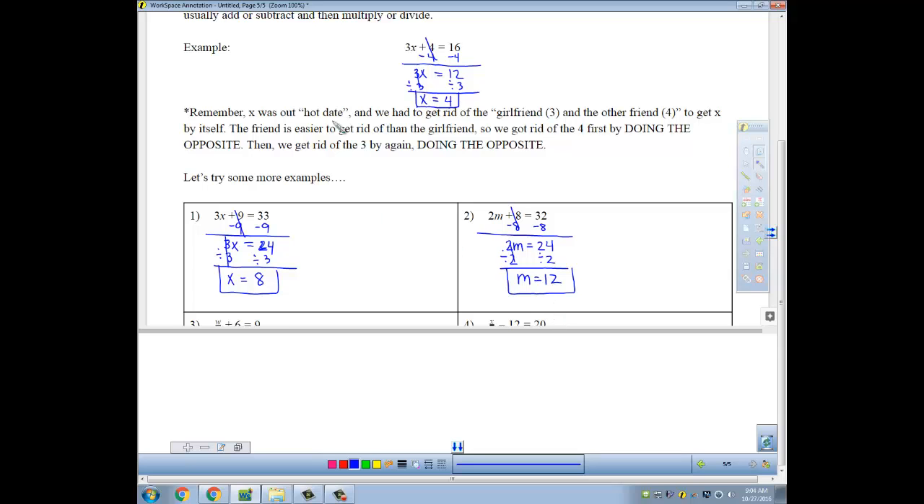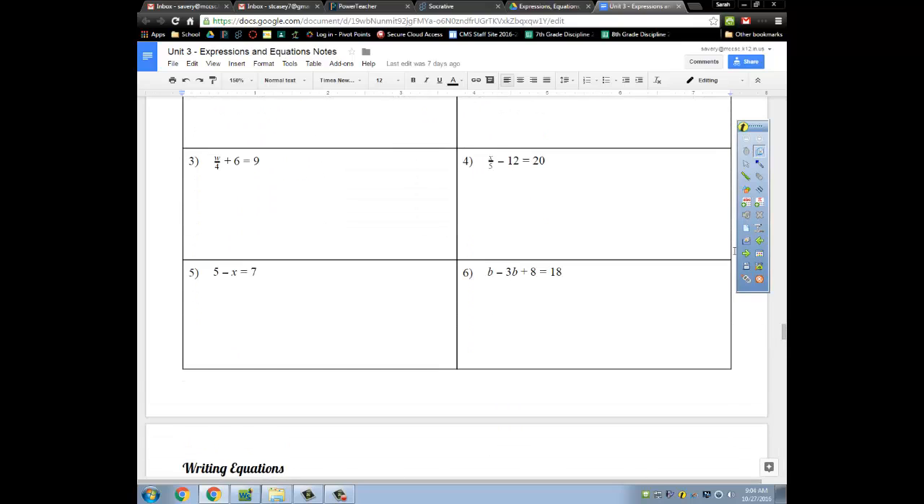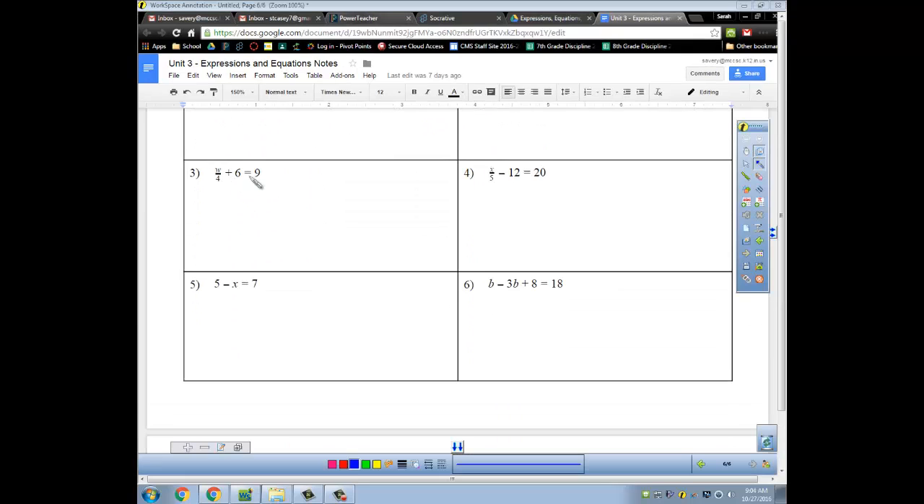Okay, moving down. Okay, so we're still getting rid of the friend first, so get rid of that plus part first. So instead of plus 6, I subtract 6. We get w over 4 equals 3. And then this means w divided by 4. The opposite of division is multiplication, so multiply both sides by 4 to get w equals 12.